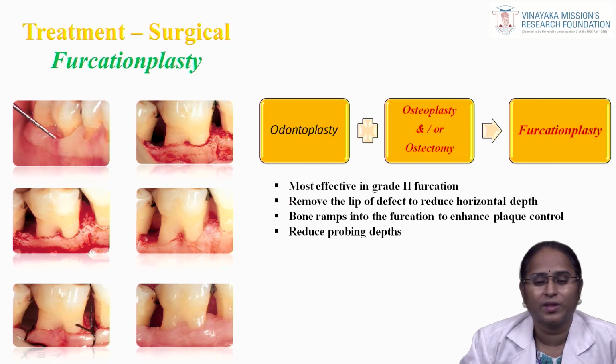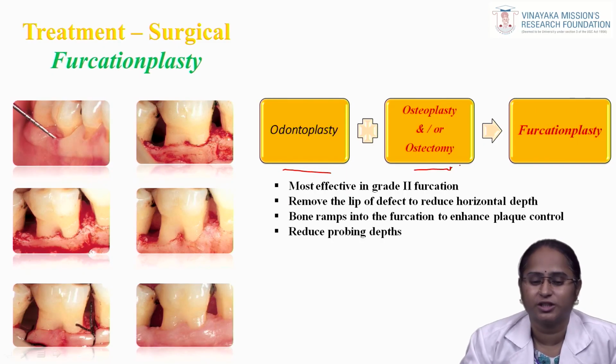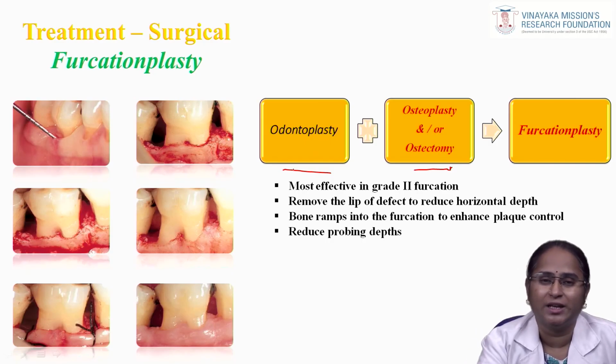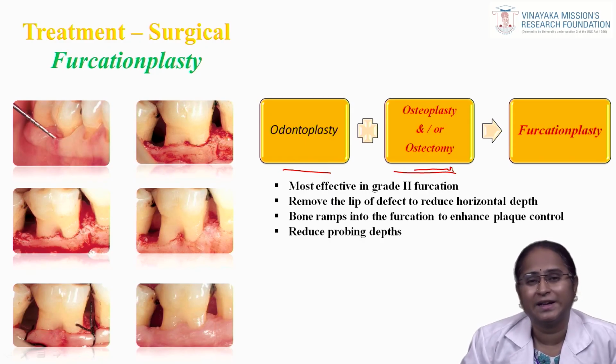First we are going to see furcationoplasty. What is furcationoplasty? Odontoplasty plus osteoplasty and or osteotomy is called furcationoplasty. That is, we are going to eliminate any dental anomalies, like cervical enamel projections and enamel pearls, in odontoplasty, along with bone deformities, which we have to correct in the furcation area. It is most effective in grade 2 furcation and removes the lip of the defect to reduce horizontal depth and bone ramps into the furcation to enhance plaque control. Here the plaque control will be enhanced. It will also reduce the probing depth.